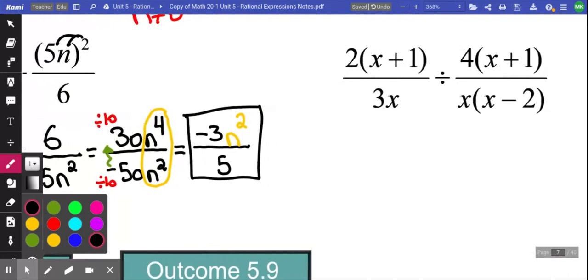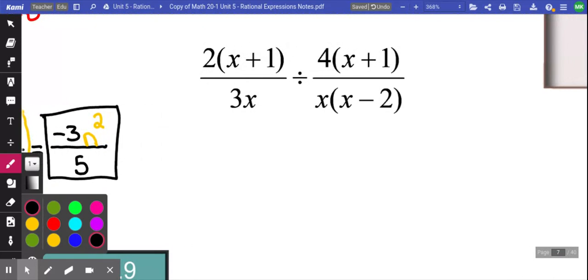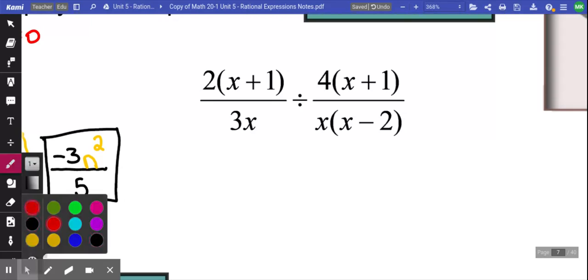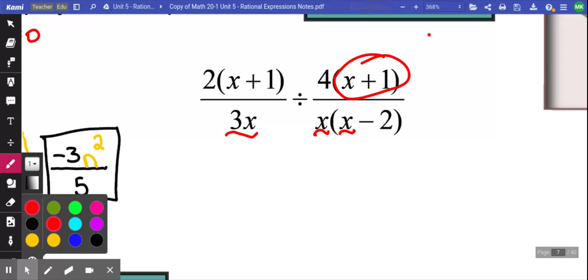All right, let's try another one. So I look at this guy. First thing I want to do, factor. It's already factored for me. Second thing I want to do, NPVs. I can't have 0 right there. Also can't have 0 there. I can't have positive 2 there. And I can't have negative 1 right there. So my NPVs would be 0, 2, negative 1.